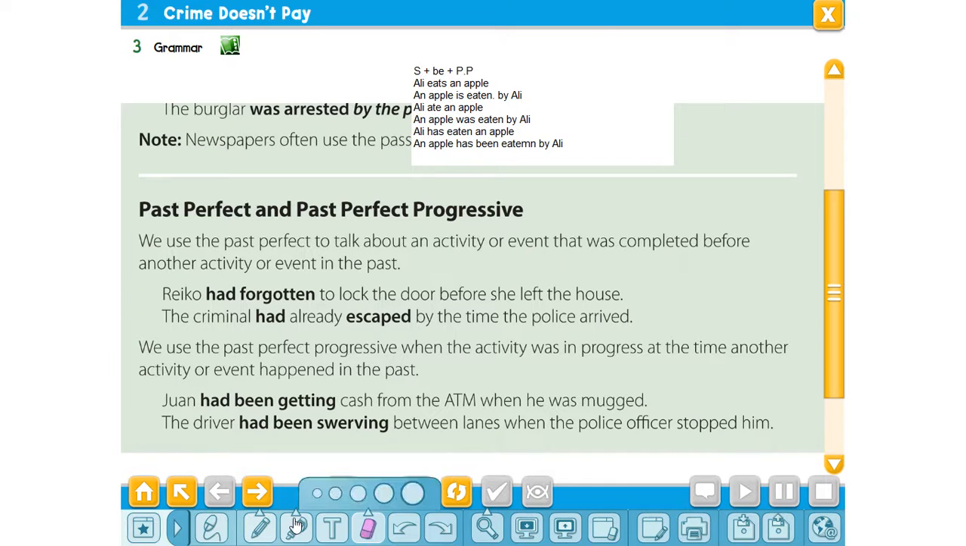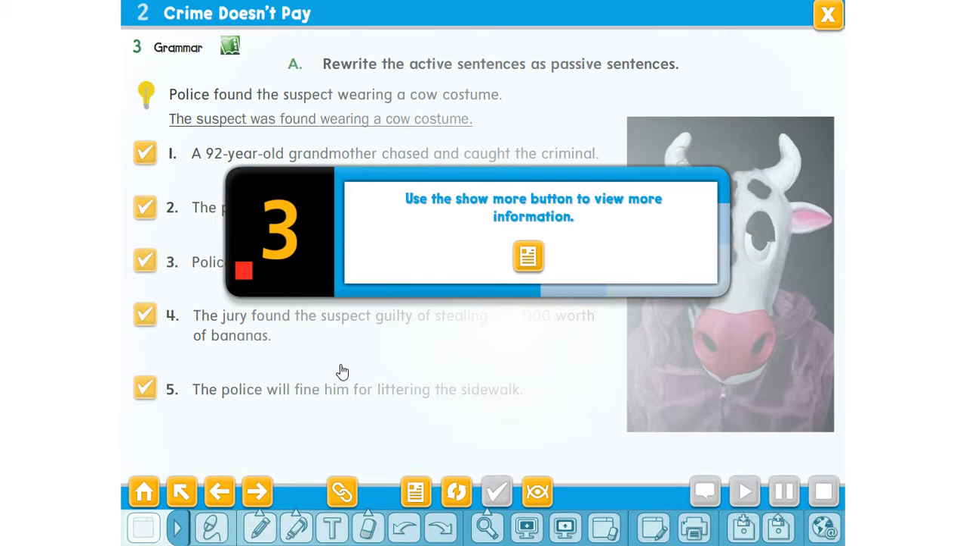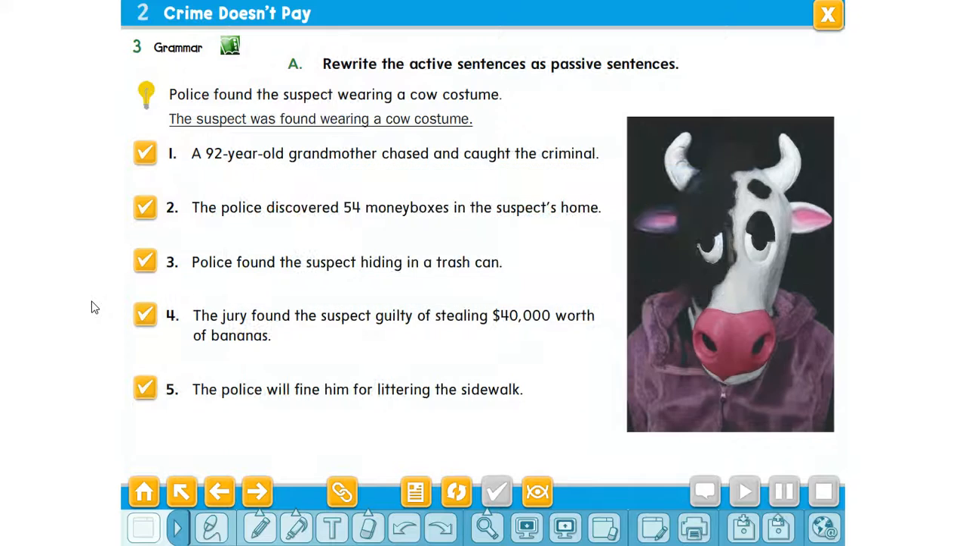Now we have here some exercises about the passive and the present, the past perfect and the past perfect progressive. Let's have number one as an example. Rewrite the active sentences as passive sentences. So we have active sentences. We want to change them to passive sentences.